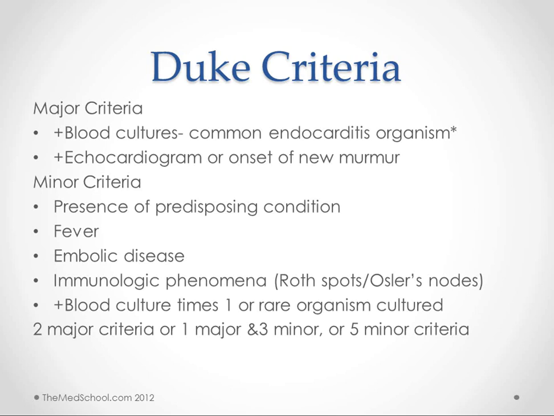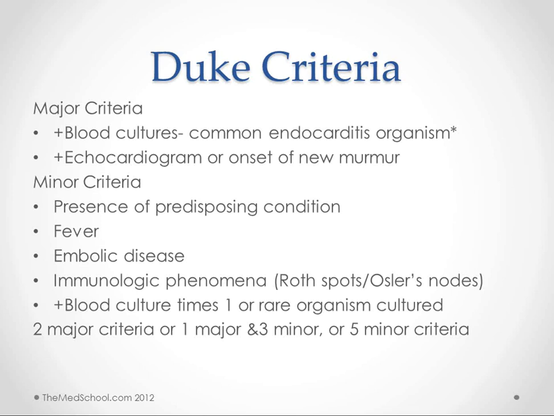Fever is another minor criteria. Embolic disease is another criteria. Immunologic phenomena, like the Roth spots or Osler's nodes we showed, and just any positive blood culture or a blood culture with a rare organism. So if you only have one major criteria, then you need three of these minor criteria.